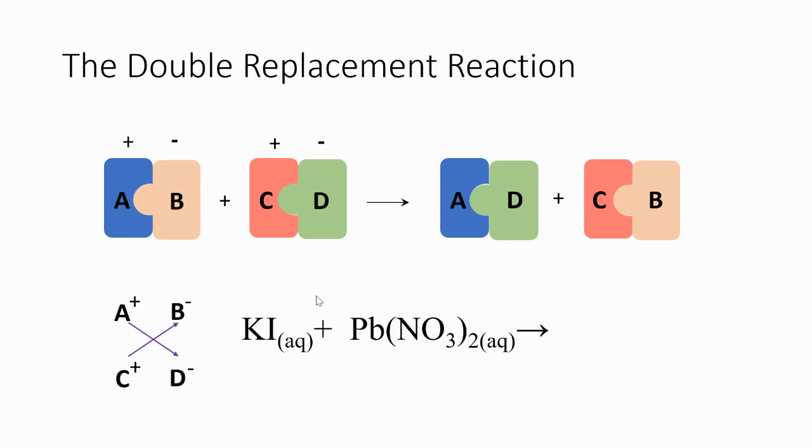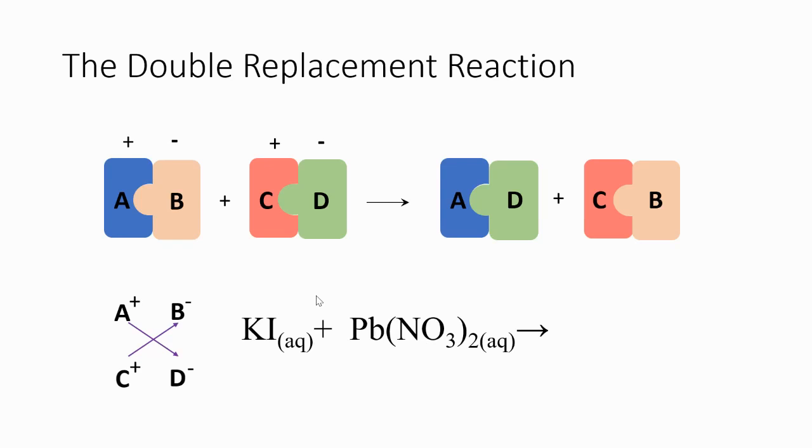So the picture that was in the title slide for this presentation was the reaction between potassium iodide and lead nitrate. That's what results in that beautiful yellow precipitate that we see. So in this instance, A is potassium, B is iodide, right? C is the lead, and D is the nitrate.